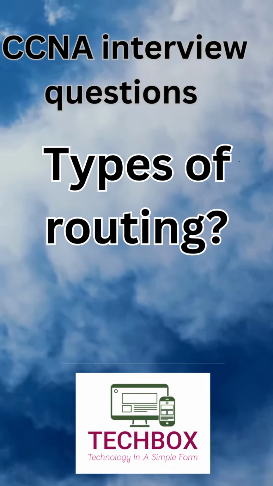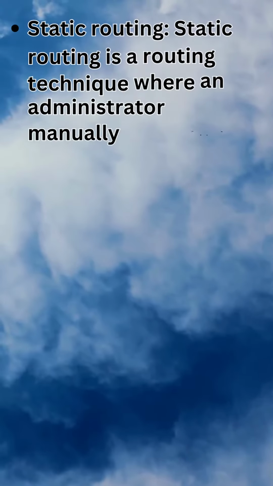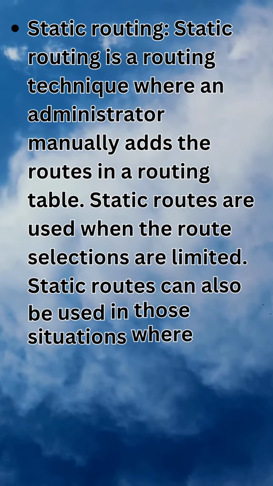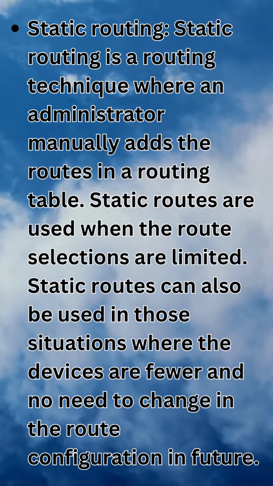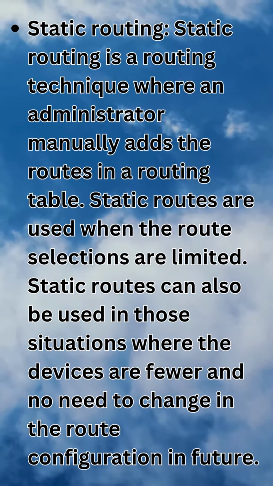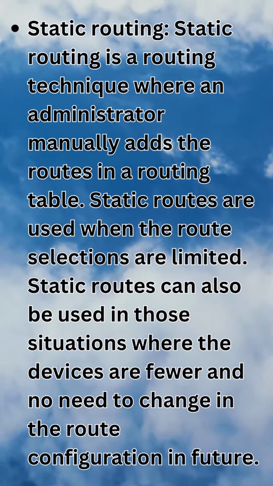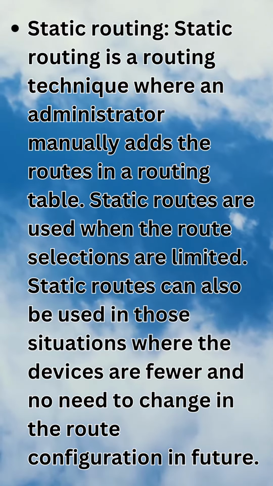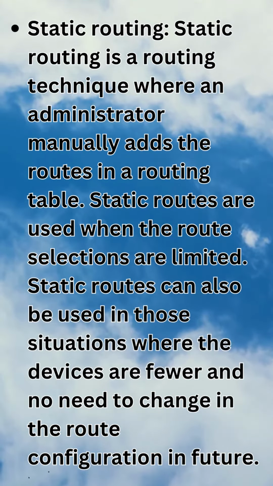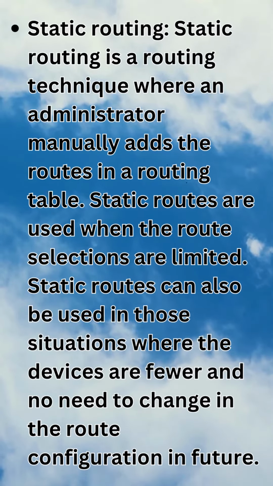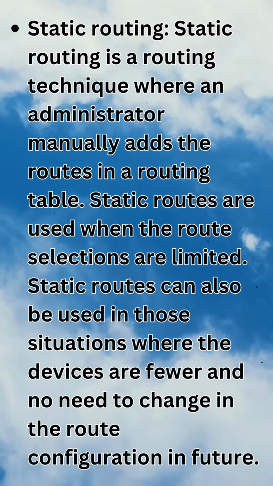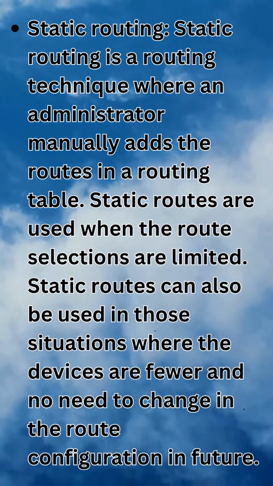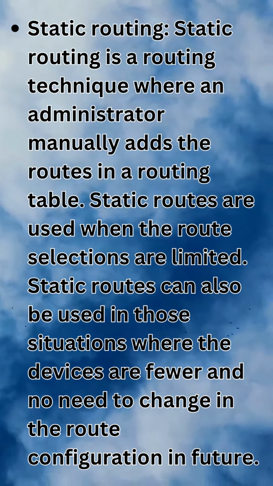Types of routing. Static routing. Static routing is a routing technique where an administrator manually adds the routes in a routing table. Static routes are used when the route selections are limited. Static routes can also be used in those situations where the devices are fewer and there is no need to change the route configuration in future.